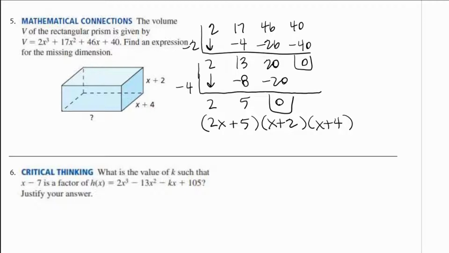And there we go. And if you wanted to check to make sure this worked, you could distribute it out and combine the like terms and see that it's going to give you that expression for V in terms of x.